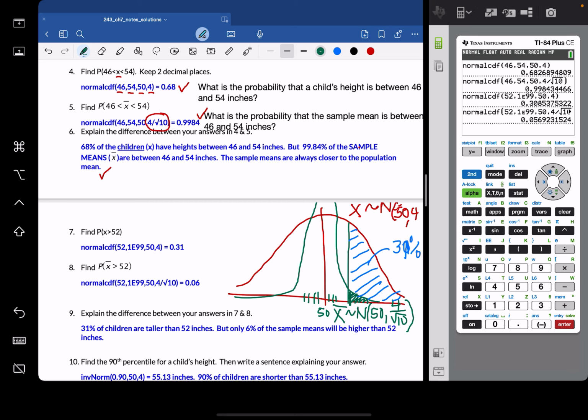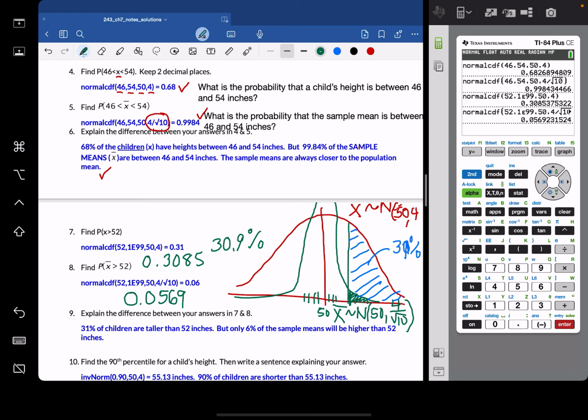And you can see that we could be more accurate if needed. We could say 0.0569, 0.3085, but that would be 30.85% or 30.9%, depending on how much accuracy your online homework is asking you for.